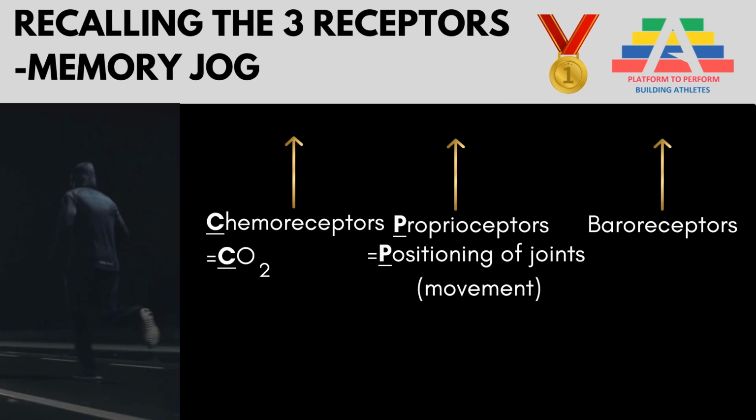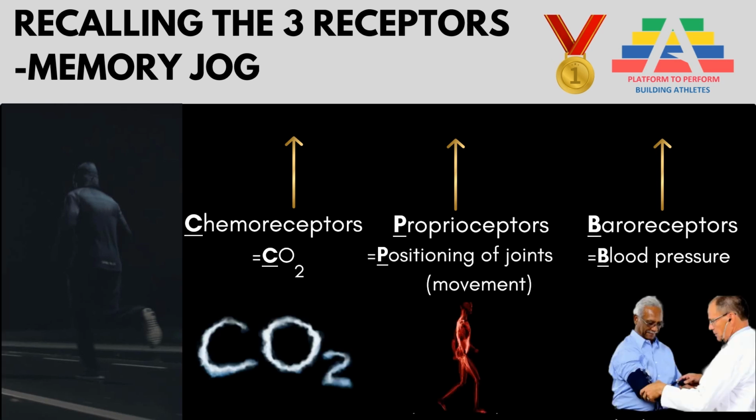So the B is for baroreceptors, which conveniently is the one that helps us regulate our heart rate in response to blood pressure. So when our blood pressure is increasing, we want to actually bring the heart rate back down to try and find a level of homeostasis or balance within the body. We don't want a high blood pressure and a high heart rate.